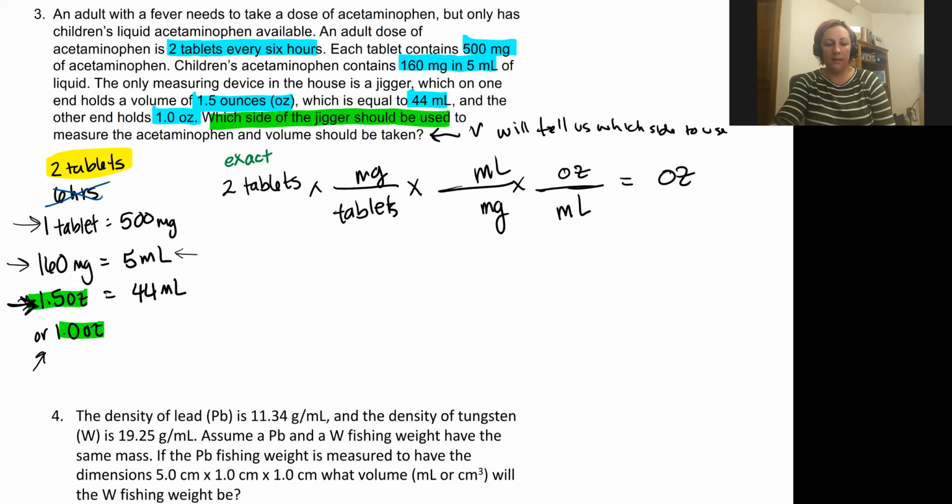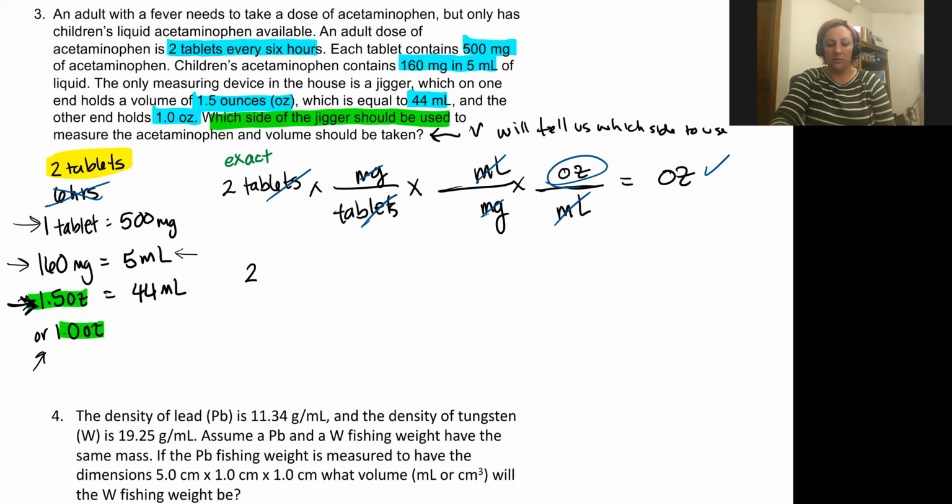So I have tablets on the top and the bottom, milligrams on the top and the bottom, milliliters on the top and the bottom, and I only have 1 ounces. So I should be able to, based on my units, go between tablets and ounces with this setup. So let's go ahead and do that.